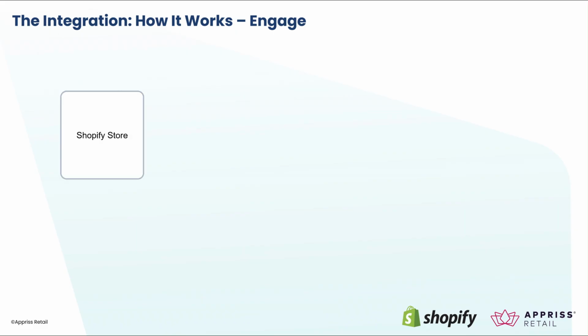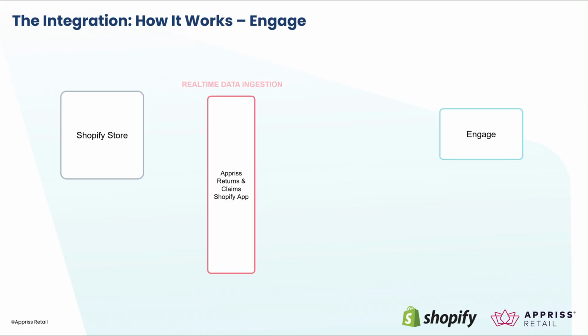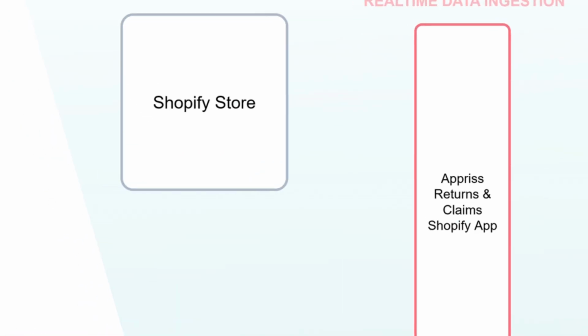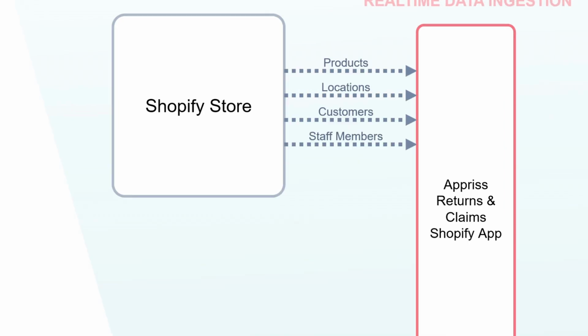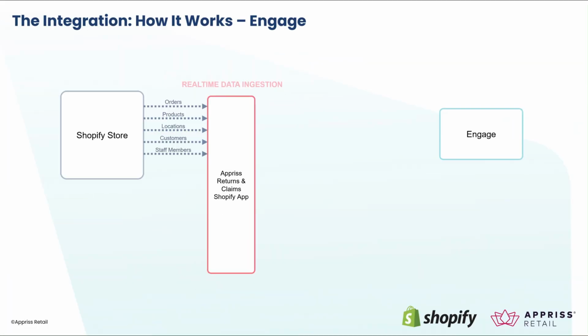This app integrates your Shopify store with Appriss Retail's Engage platform for real-time returns and claims authorizations. Installing the app from the Shopify App Store enables various different data feeds to support Engage in making a real-time decision. This includes various different reference data feeds such as products, locations, customers and staff members, and most importantly, a real-time feed of orders as they are created and updated. All of this data is then transformed into our Appriss Retail data model and stored within the Appriss Retail Data Cloud, enabling Engage to make informed AI-driven real-time decisions.